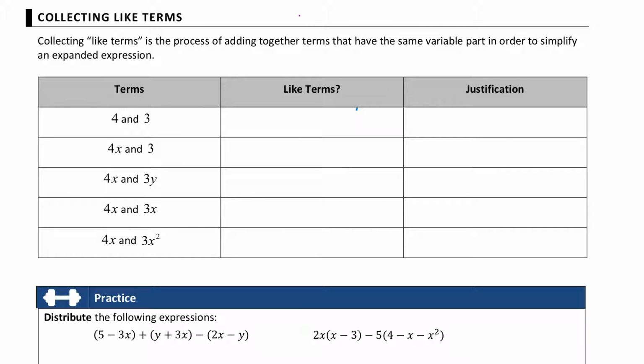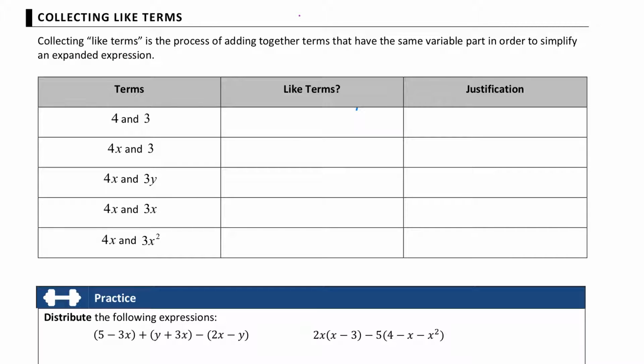Here is another review of collecting like terms. So collecting like terms is the process of adding together terms that have the same variable parts in order to simplify an expanded expression. To simplify and expand expressions. That's what we want to do.